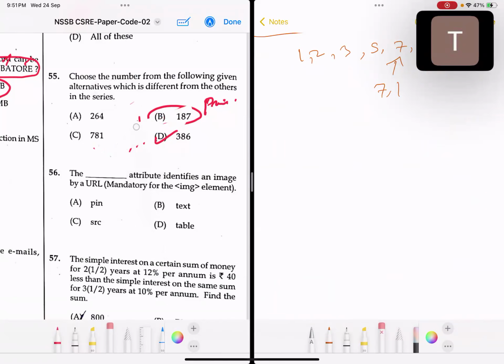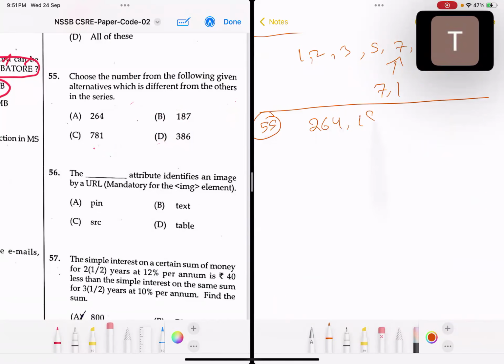We'll be solving question number 55 once more, okay? Now, 55. Here we have four options, okay? 264, 187, 781, and 386. Now we have four different numbers, okay? We have to choose the one which is different in this number.